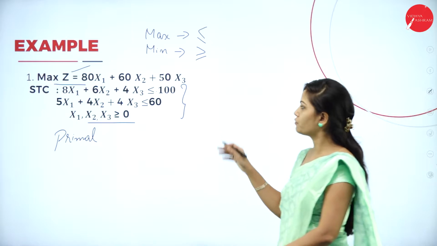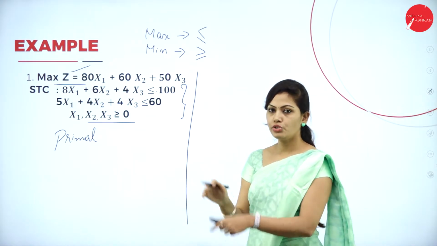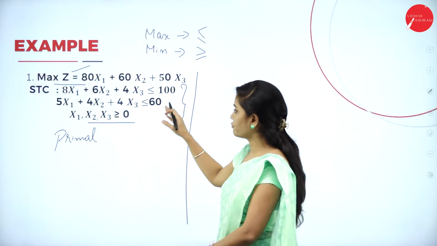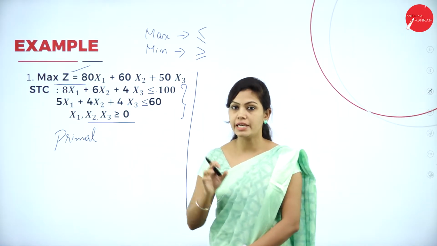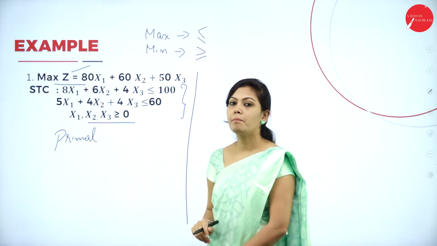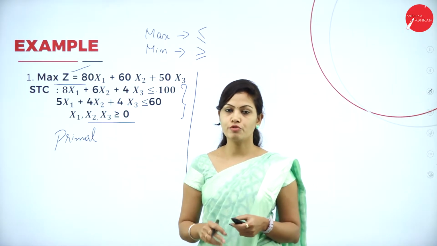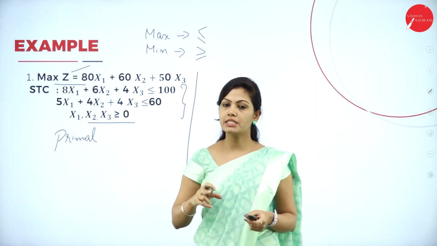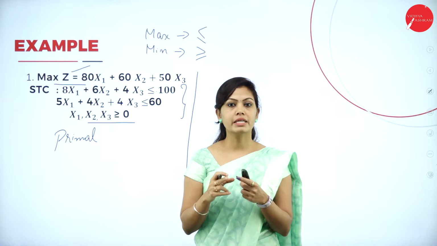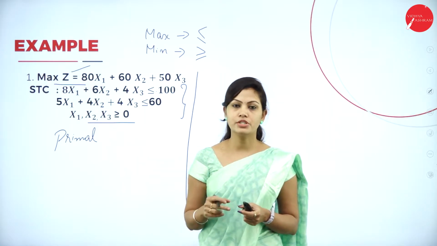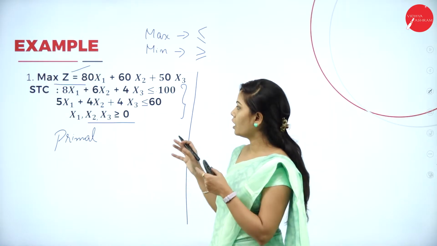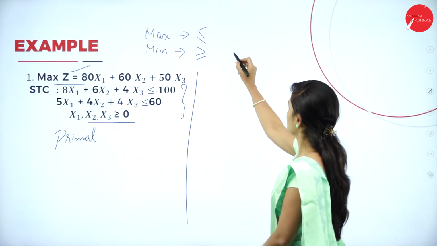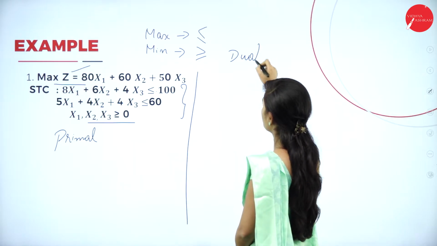So, what is the dual of this primal? You just observe the maximization and constraints. If it is not in a correct format, you have to convert it into standard form, multiplying by -1 to each constraint for converting into standard form. Standard form in the sense maximization means all the constraints should be less than or equal to, greater than or equal to for minimization objective function. So now I will convert this primal into dual form. So what is the dual of this primal?